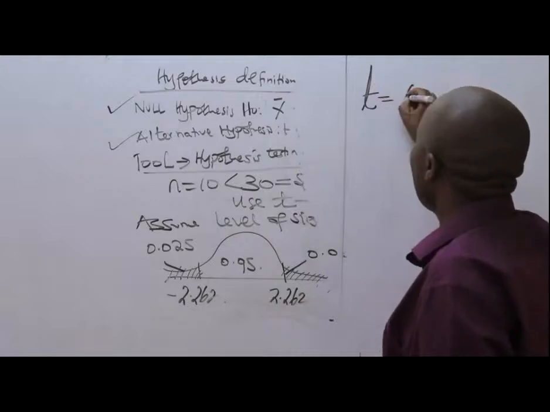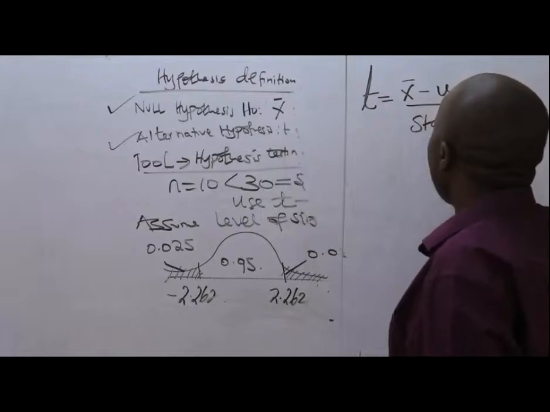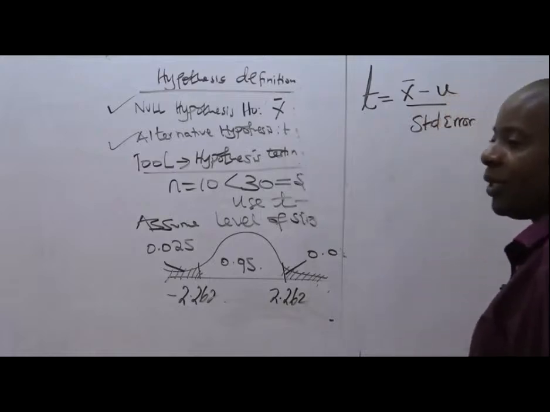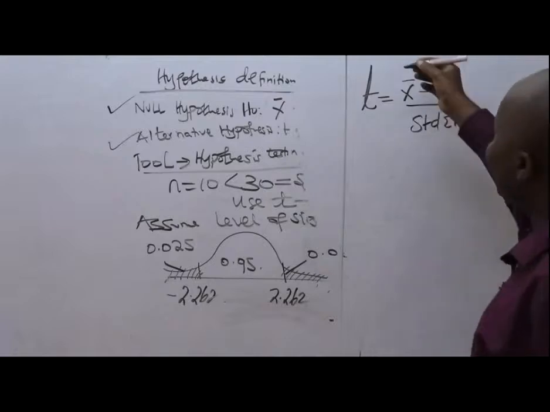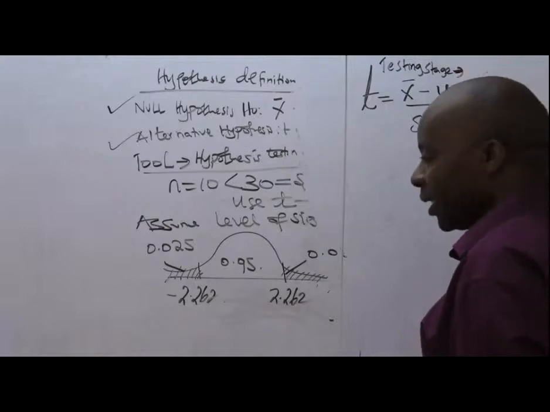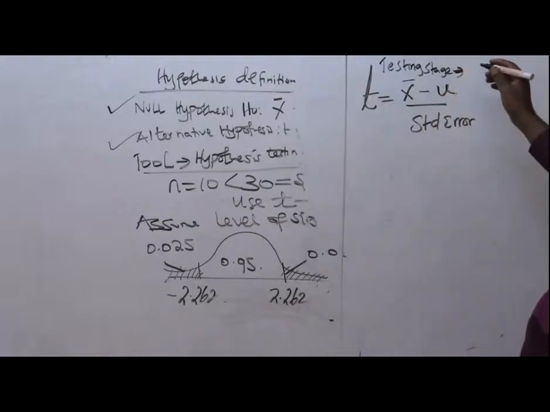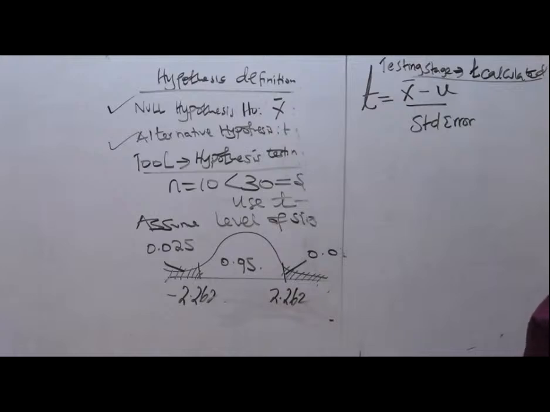how do we test? We take X bar minus mu divided by standard error. This is the testing stage now. This is what we call the T calculated. So the T calculated is T equals X bar minus mu all over the standard error.